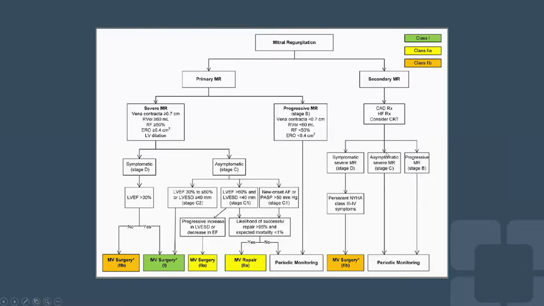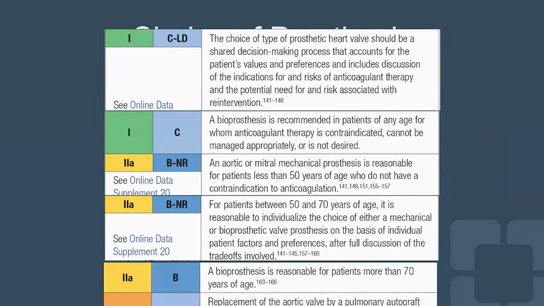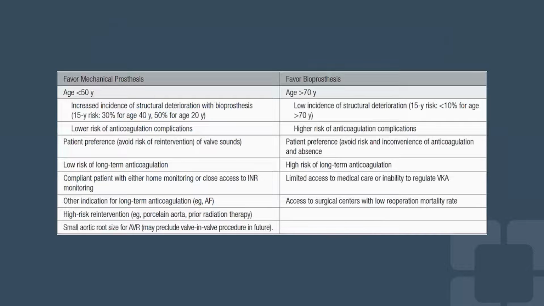If these patients are asymptomatic, then it would be more appropriate just to continue to monitor these patients until they become more symptomatic. Because if the goal of the surgery is to make them feel better, but they're asymptomatic, there really would not be much advantage to undergoing surgery when you have secondary MR. So these are just the guidelines in text format, and these have been summarized in the slides.